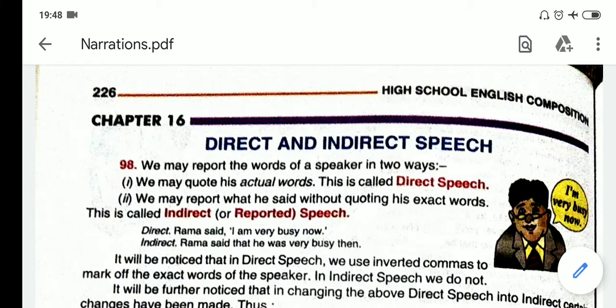Direct and indirect speeches are very important. Why are they important, especially in composition, and especially in composition in O level? Because when you write narratives, narrative is one of the most important parts of the paper, of both papers.